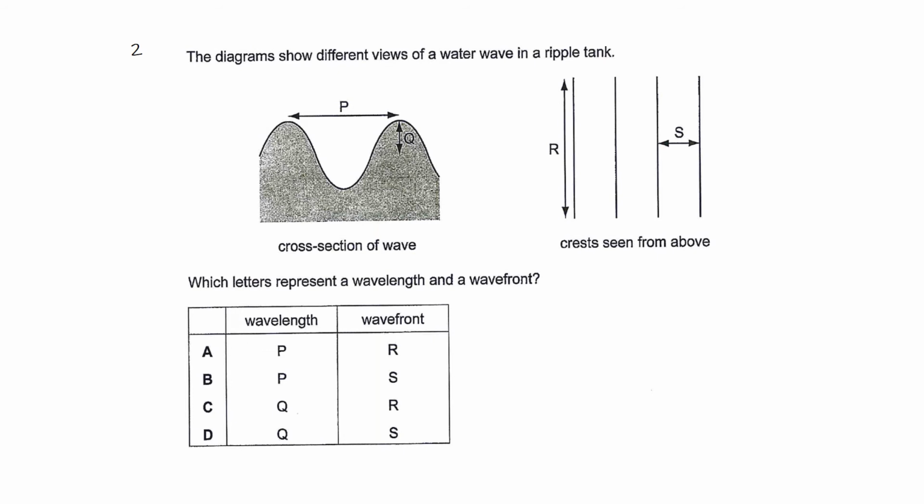Question 2. We look at the first diagram. Draw a horizontal line across the figure. The highest points of the wave are called the crests or the peaks, and the distance between two consecutive crests or peaks is called the wavelength. The maximum displacement or the height of the wave, in this case Q, is called the amplitude of the wave.